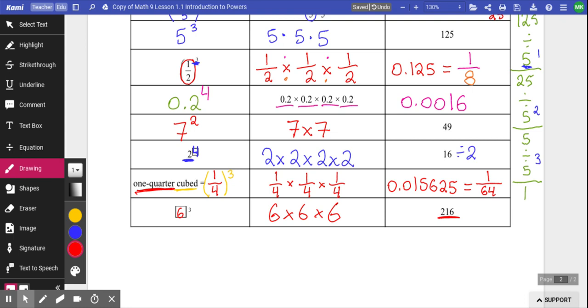That's too hard. Okay, so key concepts we learned today. A power has two parts to it. It has a base and an exponent. And then powers can be written three ways. Exponential form, factored form, standard form. And you can change between the three.